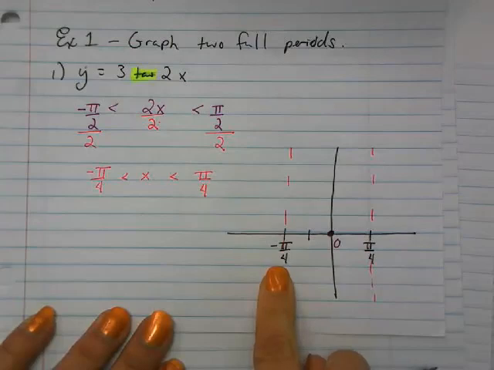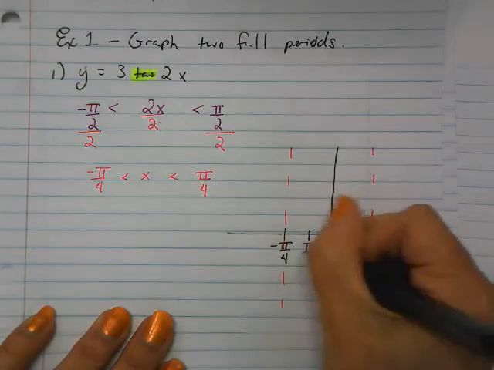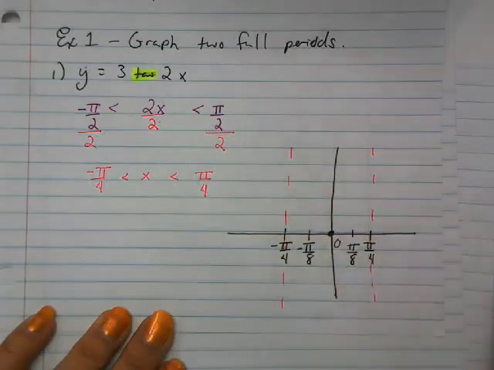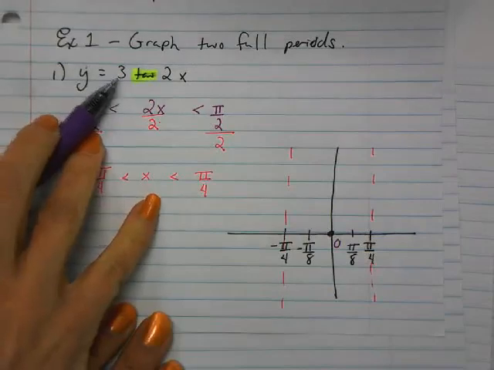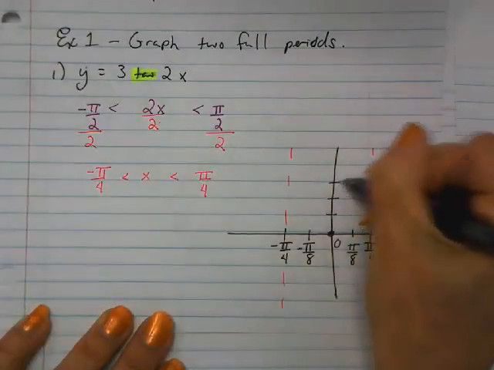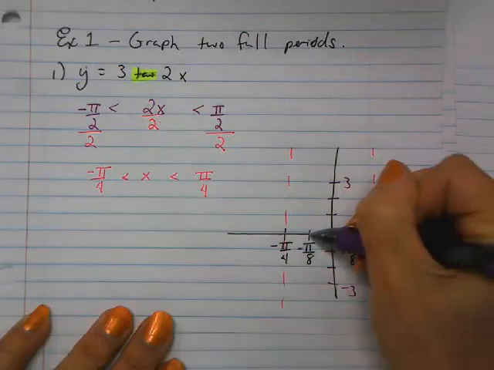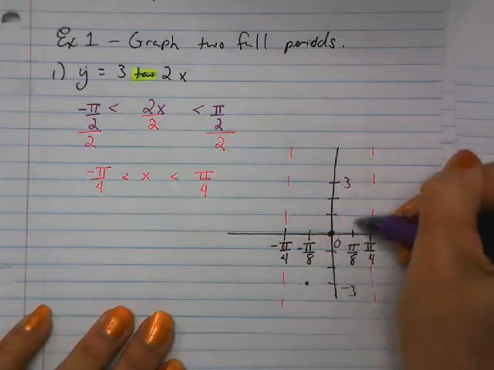Now, look here in front of the function, you have a 3. That means that you're going to go up 3 and down 3. So when you're at negative pi over 8, you'll be here at negative 3. And when you're at positive pi over 8, you'll be at positive 3. And so now this is my curve, something like that. Again, my curves are not necessarily the prettiest. Okay? Let's do it all again.